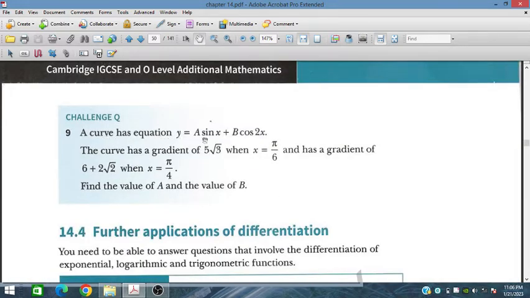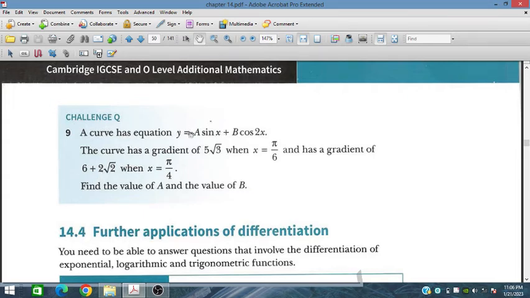A curve has the equation y is equal to a sin x plus b cos 2x. The curve has a gradient of 5 under root 3 when x is equal to pi by 6, and has a gradient of this when x is equal to pi by 4. Find the value of a and b. So at x is equal to pi by 6, the gradient value is 5 under root 3. At x is equal to pi by 4, the gradient value is 6 plus 2 under root 2.